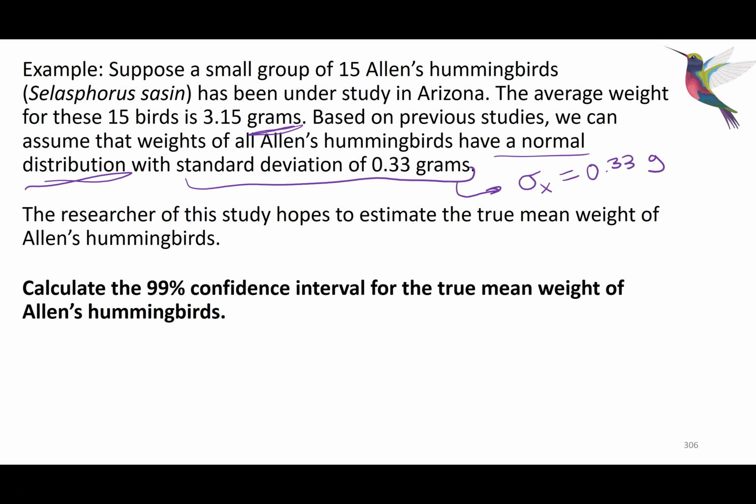So the researcher wants to estimate the true mean weight of all Allen's hummingbirds, so we're going to make a 90% confidence interval. And one thing to also consider, my random variable here is hummingbird weight. You can be more specific: Allen's hummingbird weight in grams.